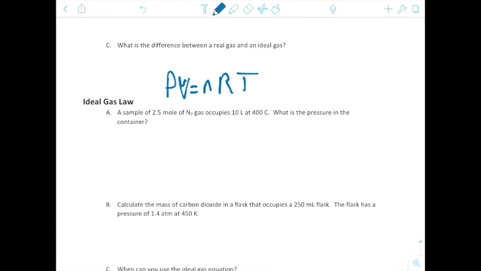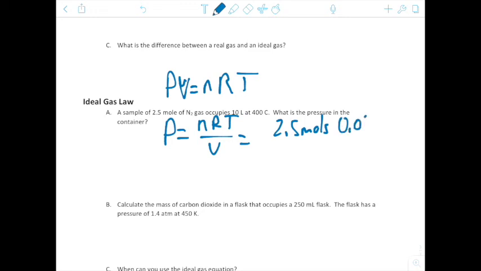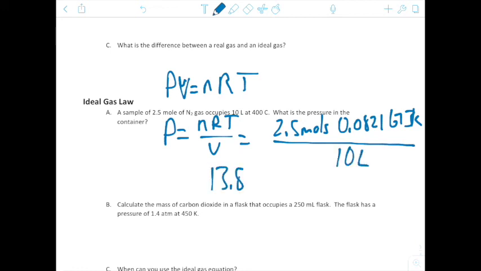So it says what is the pressure? So we will be solving P equals nRT all over V. So we have 2.5 moles. We have R, which is 0.0821. We have a temperature of 400 degrees Celsius, which we add 273 to, and we get 673 Kelvin, all over a volume of 10 liters. We plug this in and we get 13.8 atmospheres of pressure.